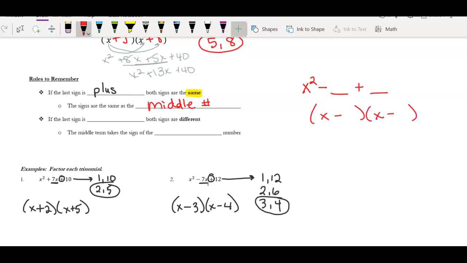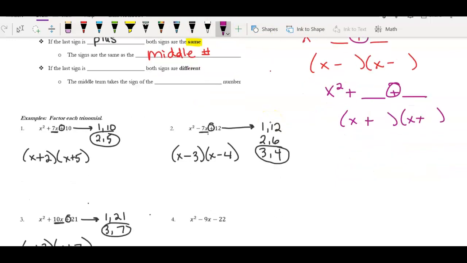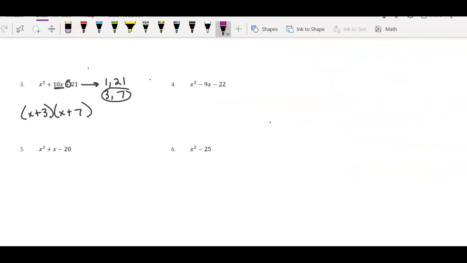If I have a plus here, that tells me that they're both going to be pluses. So that's a little rule that will help you. Whenever you have a plus sign at the end, your two signs in the middle are the same. They're not necessarily both plus, but they are the same.